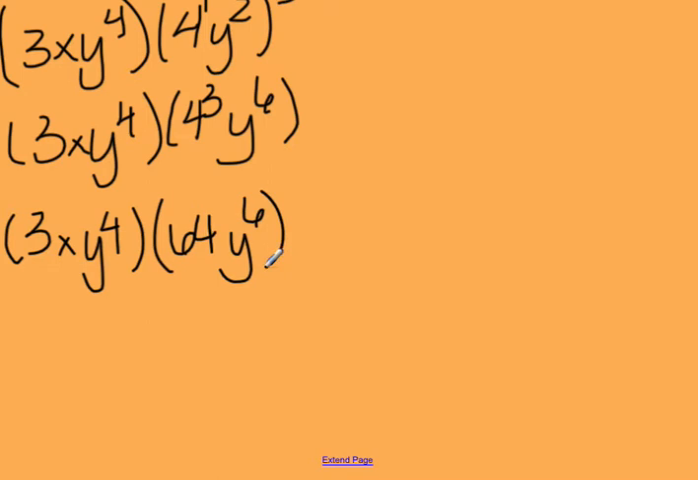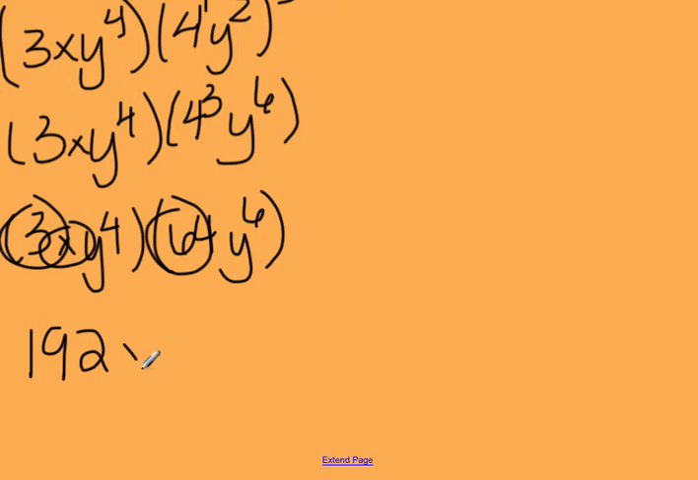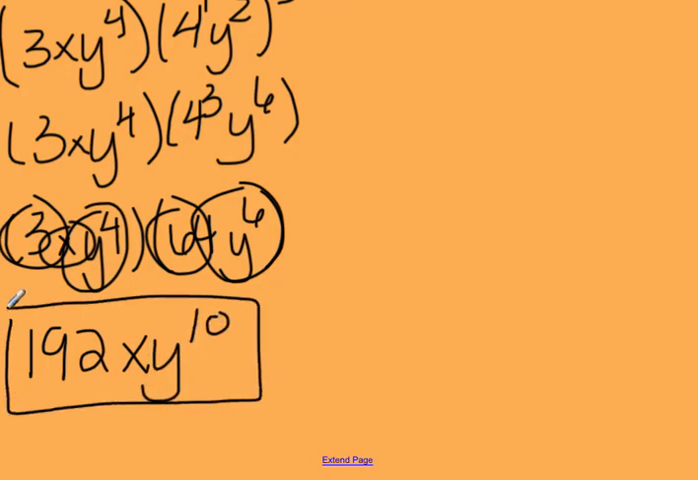So now I'm finally ready to multiply out those parentheses. So 3 times 64 is going to give me 192. Now there's nothing to multiply the x with, so that's going to stay as is. Then I have y to the 4th times y to the 6th. So when I multiply those two together, I add the exponents and I get y to the 10th.